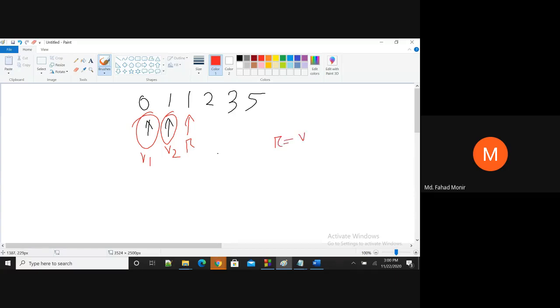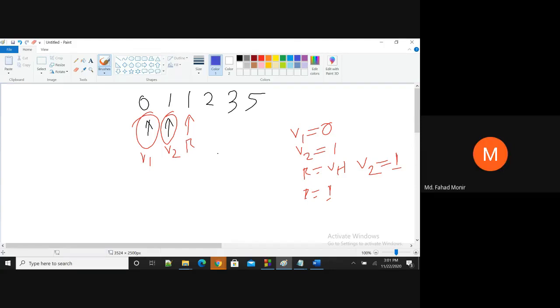what will happen? r will be v1 plus v2, right? At first the value of v1 is 0 and the value of v2 is 1. What will be r? v1 plus v2 will give us 1. So what is the value of r the first time? It is 1.